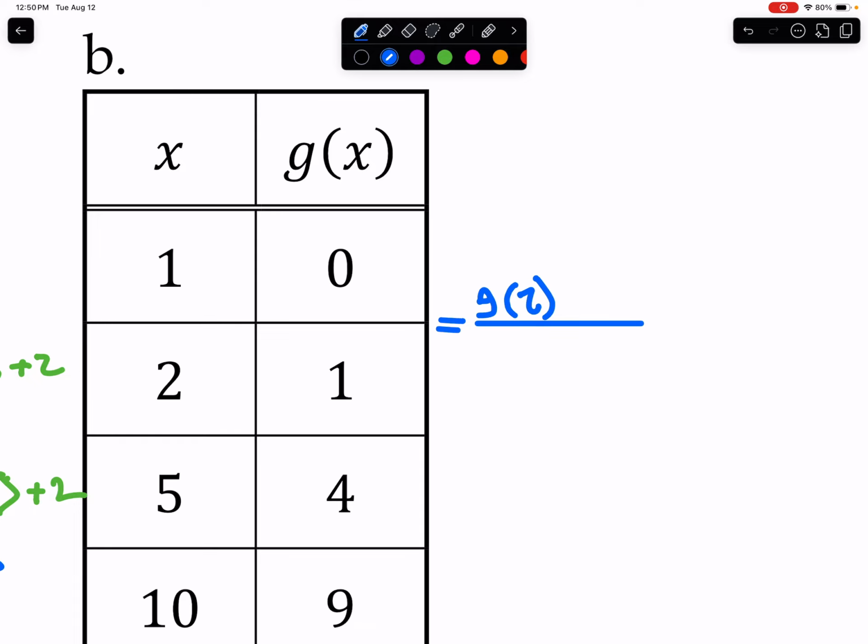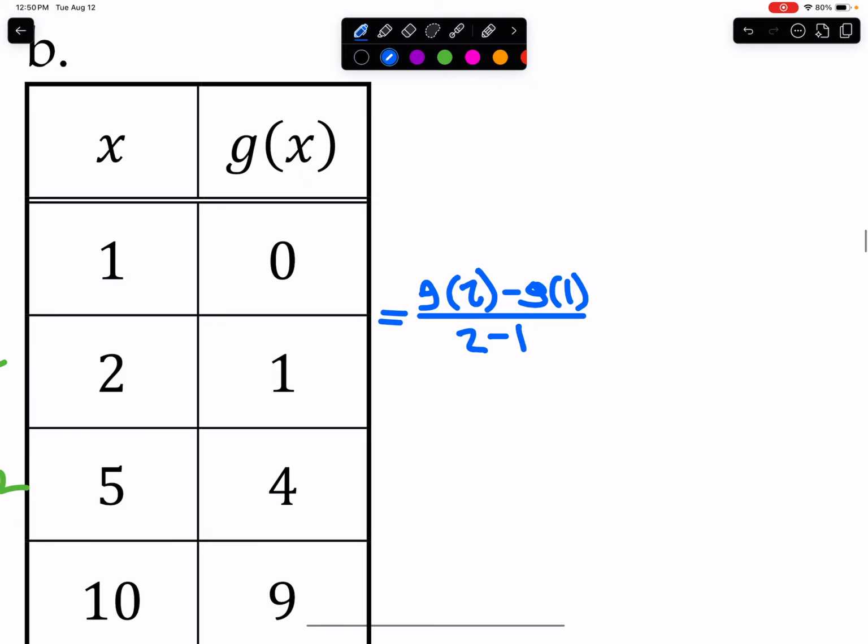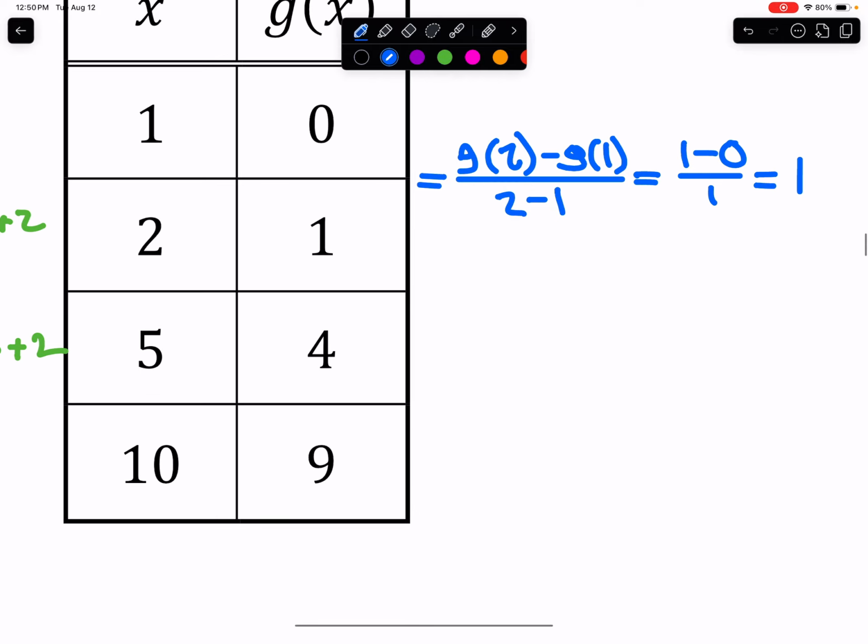So for this one, I'm doing g of 2 minus g of 1, and that's going to be over 2 minus 1. And then the output at 2, which is 1, minus the output at 1, which is 0, over 2 minus 1, which is 1. So that's going to give you an AROC of 1 for this interval.